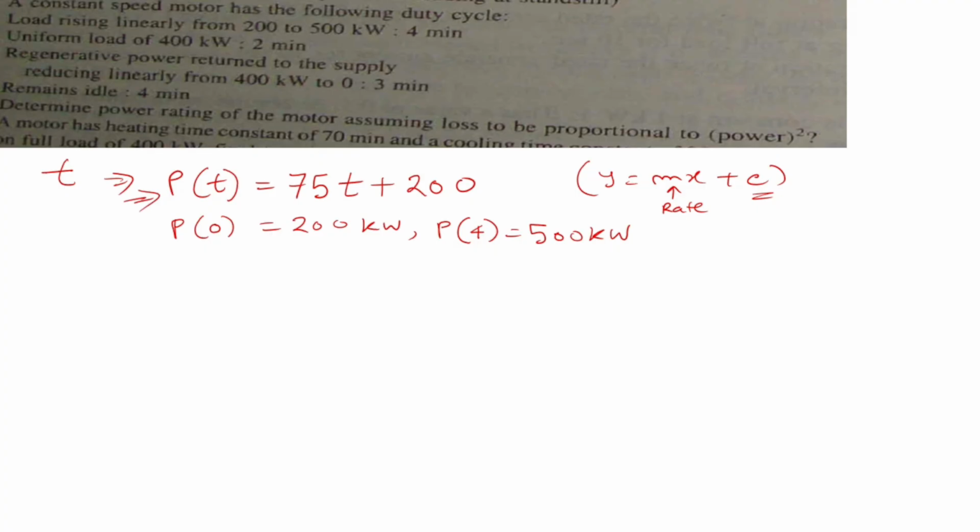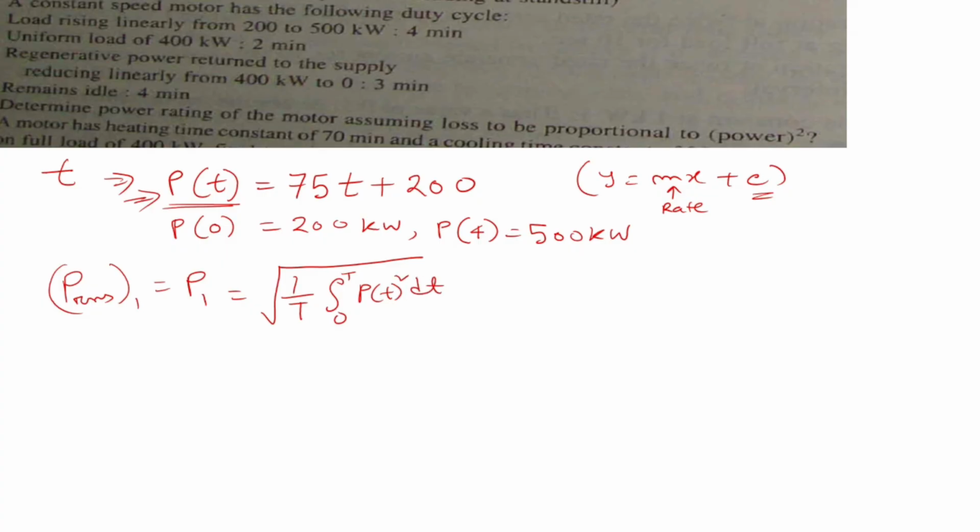So the equivalent constant power in the first interval will be the RMS power. So basically we will find an equivalent value of this power in that time interval. So PRMS 1 will be the P1, and this is under root 1 by T, integral 0 to T, Pt square dt. This is the equation of RMS power.